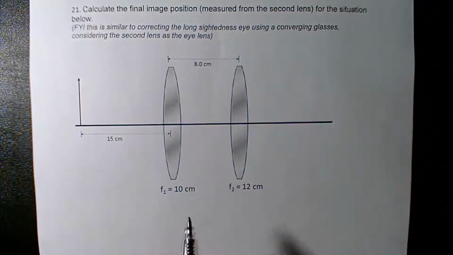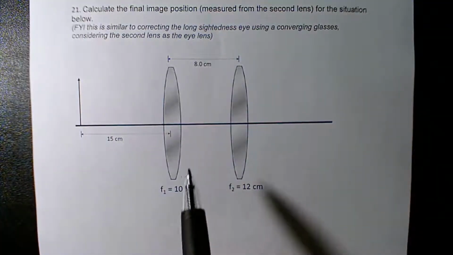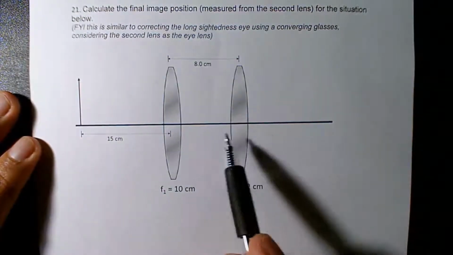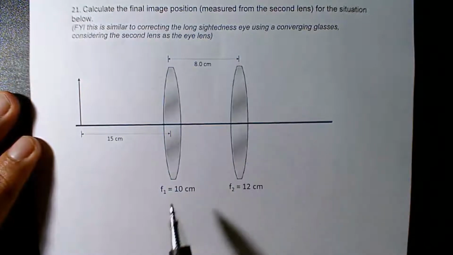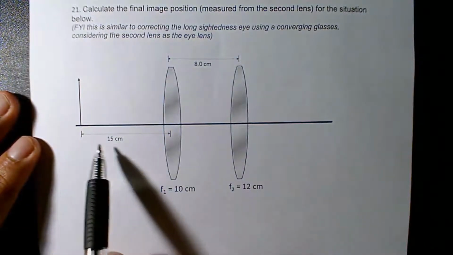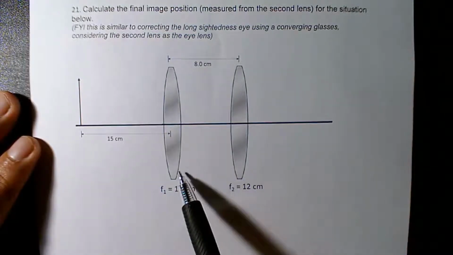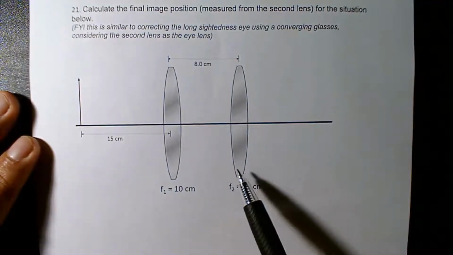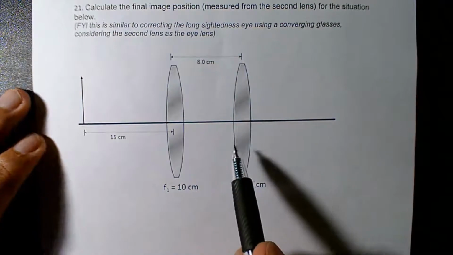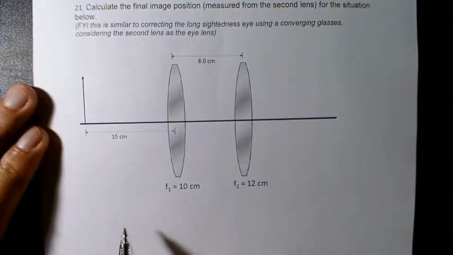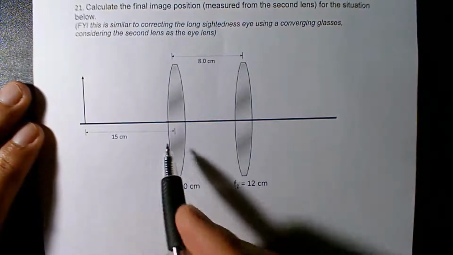So here's the next question on the same lens combination. It says you have two converging lenses separated by an 8 centimeter distance, and an object is placed 15 centimeter in front of the first lens. The first lens's focal length is 10 centimeter, and the second's focal length is 12 centimeters. It's asking what's the final position of the image and the overall magnification. So first do the same thing.